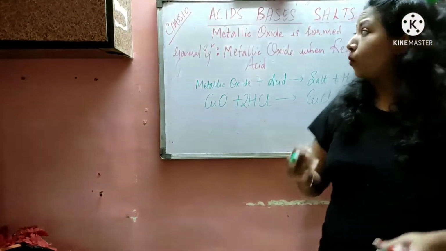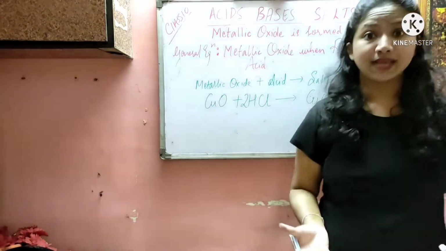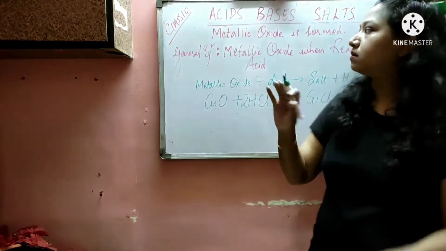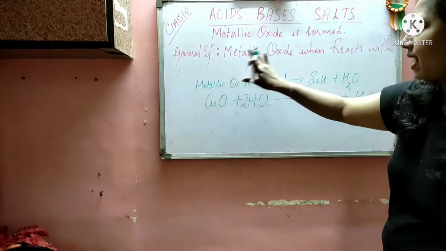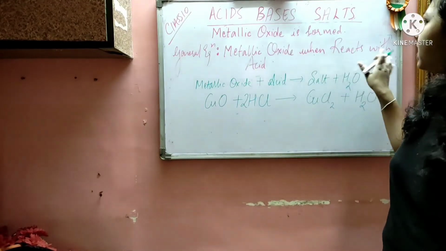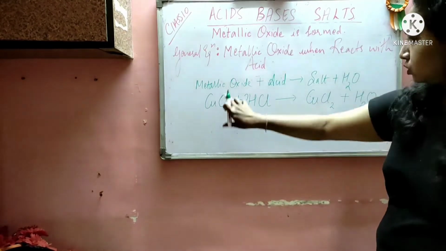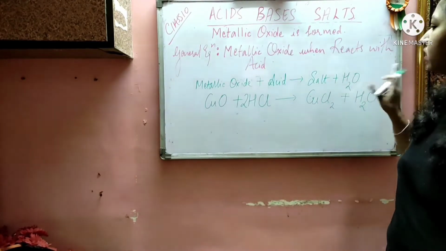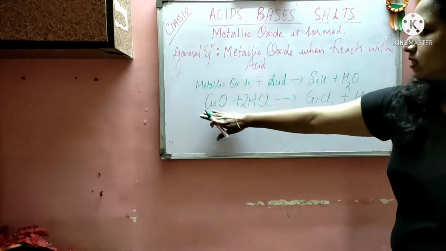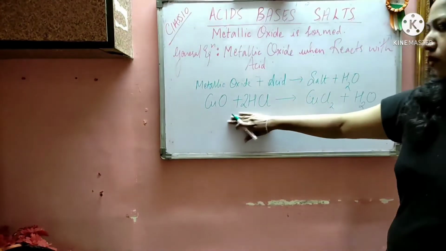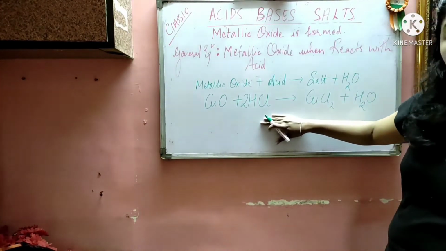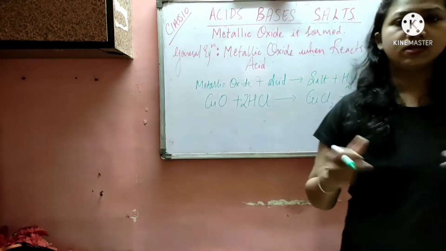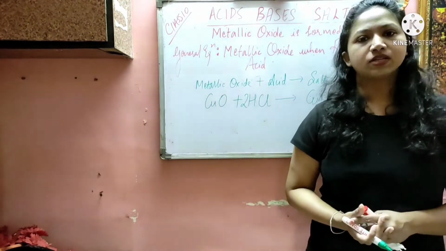Okay. So what happens when copper oxide reacts, which copper oxide is what, guys? Basic. So what is the reaction? Metallic oxide when it reacts with acid, what happens? When metallic oxide reacts with acid, what you get is salt and water. So this is metallic oxide, copper oxide, which reacts with hydrochloric acid. What you get is copper chloride and water, which is a neutralization reaction.